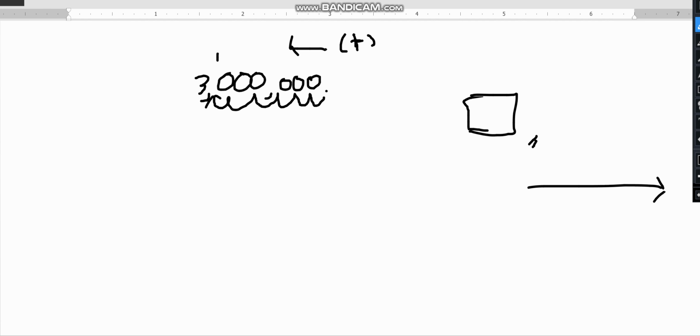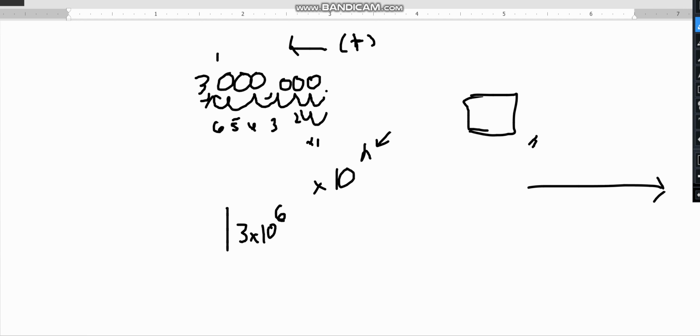The standard notation for scientific notation is times 10 raised to the nth power, and n is basically the number of times you have moved the decimal. So how many times did we do it? We have 1, 2, 3, 4, 5, and 6. So we did it 6 times, and we are going to the left. That means we have 3 times 10 raised to the 6th power. That is basically how we make large numbers shorter.